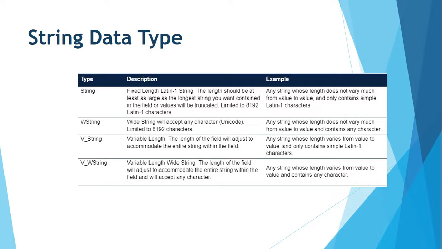String and w-string are of fixed lengths, and you have to set the predefined length of the string. Suppose you have set it to 100 characters, then every time it would take 100 characters. The w-string can hold more international characters. Now we have v-string and v_w string. The v here stands for variable. That means we cannot set any predefined length, and it adjusts itself according to the length of the text of the value that it is going to hold.